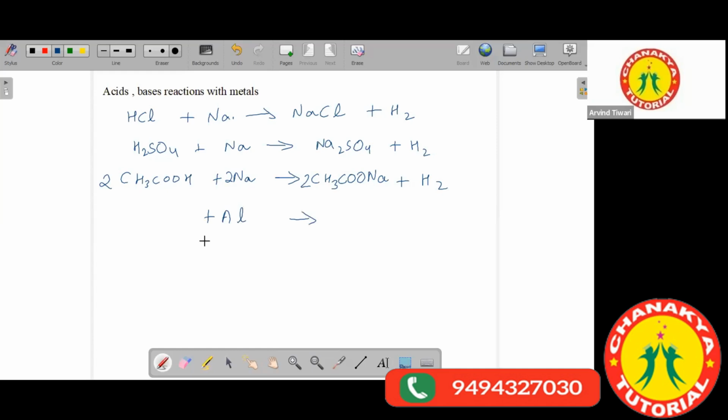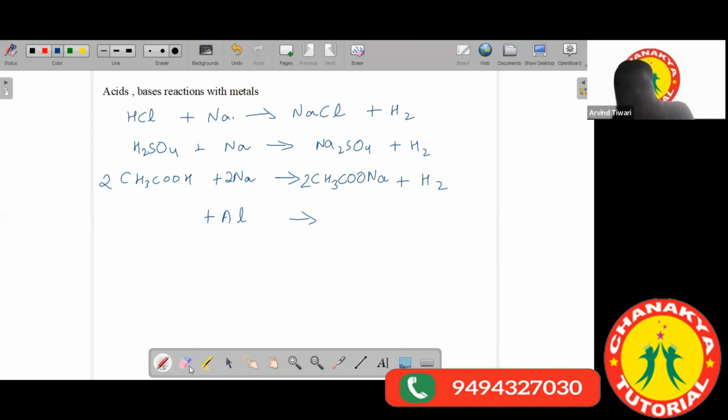If you have the reaction with low reactive metals, the reactions will be slow. If you have the reaction with high reactive metals, the reaction will be fast. Got it? So if you have the reaction with highly reactive metals, it will be vigorous and fast. Anyways, all the metals react with acids to produce hydrogen gas.